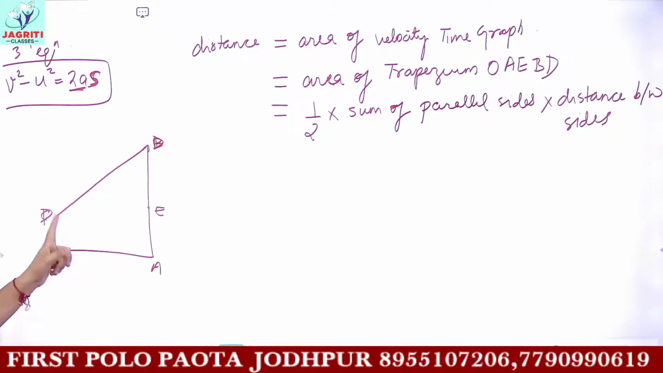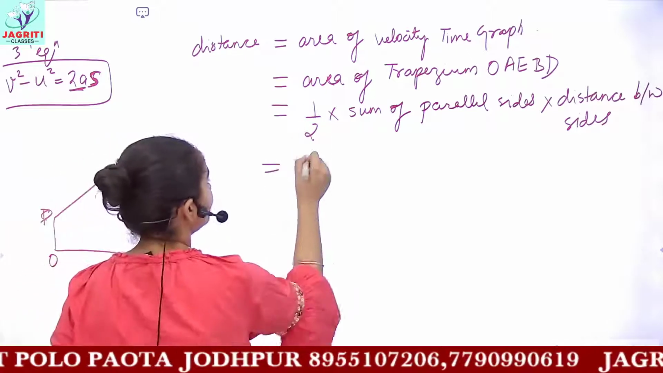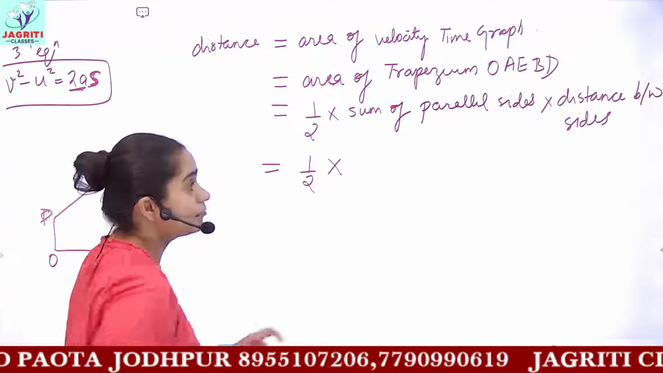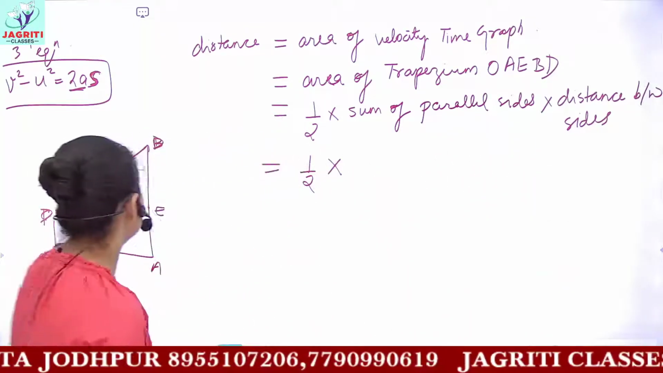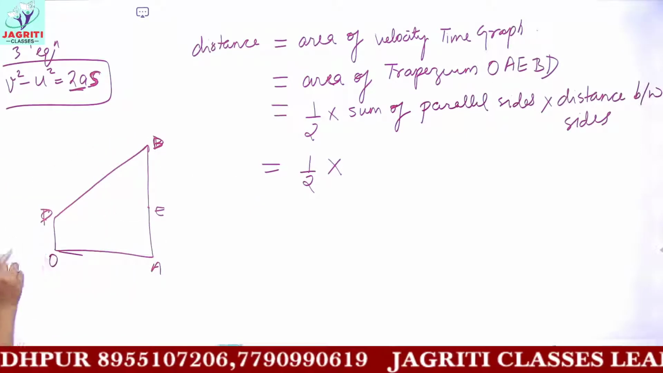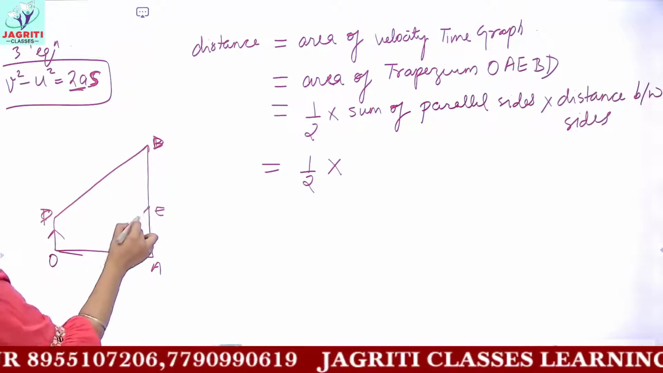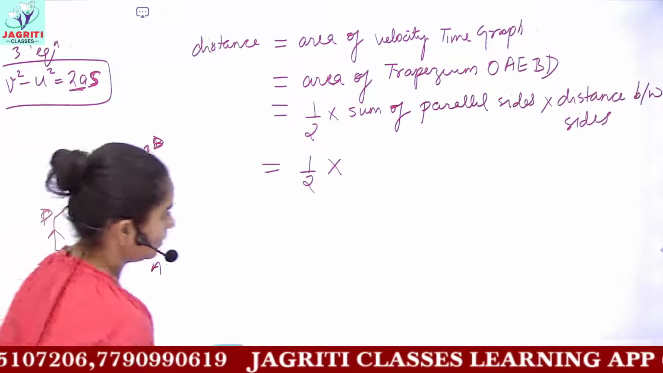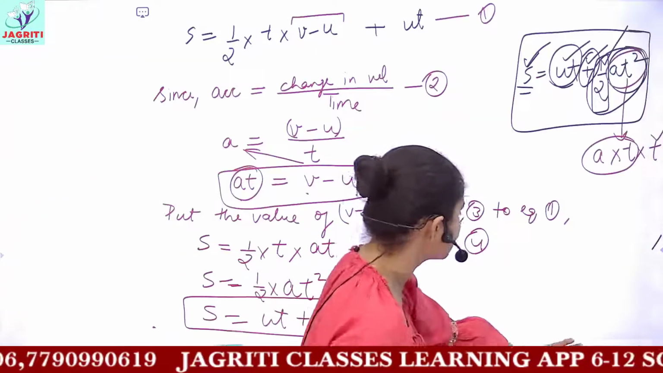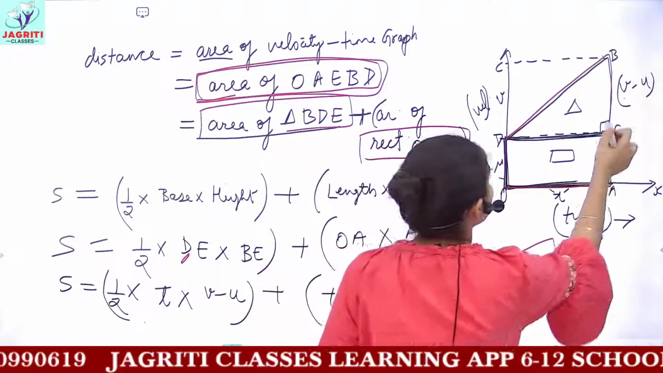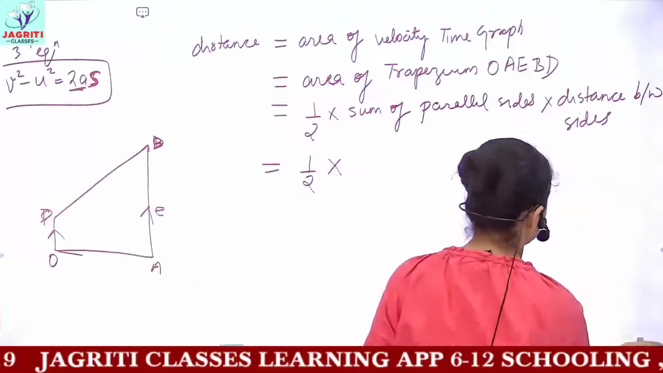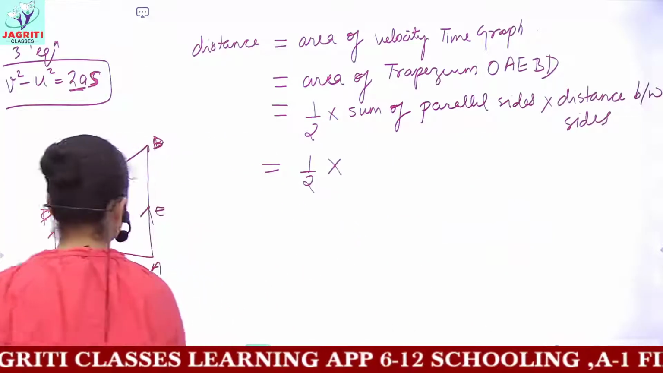To find the area of this trapezium, you have to write the factor half, then the sum of parallel sides. The parallel sides in these four sides are OD and this. First we'll see how it was named, OAEBD. Let's put the same name here, OAE.